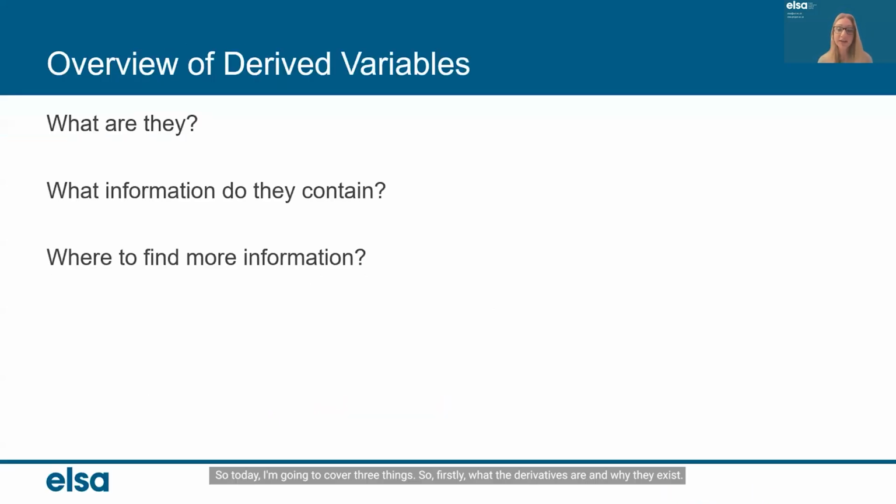So today I'm going to cover three things. So firstly, what the derived variables are and why they exist. Types of information they contain, and I'm going to focus separately on the financial variables and the non-financial variables. And importantly, as this is only supposed to be an overview session and it's not going to be possible to cover everything, I'm going to talk briefly through the documentation that comes with the derived variables to show you where you can find more information.